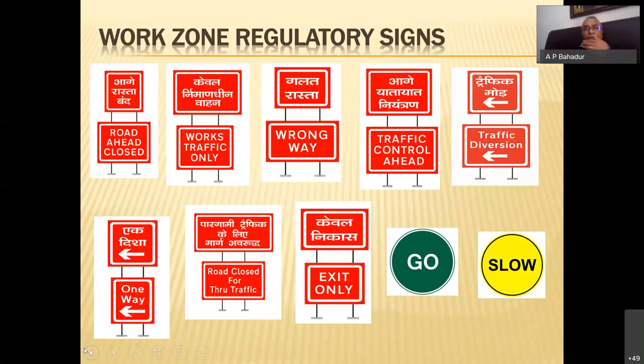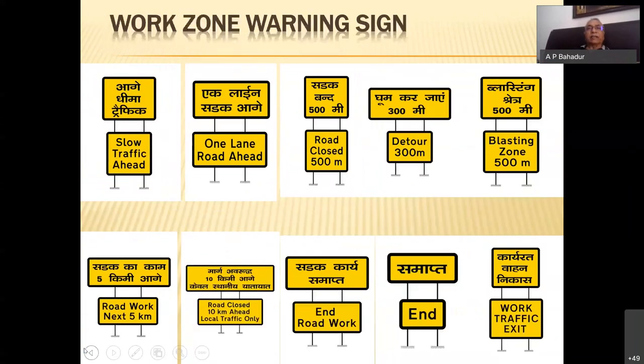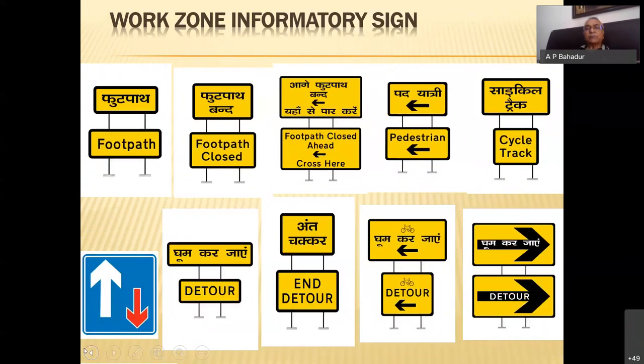These are additional work zone regulatory signs. These are the normal warning signs, where the only difference is that the white background has been changed to a yellow background, and the rest remains the same. These are the additional warning signs with the new color scheme and configuration, as you can see here.